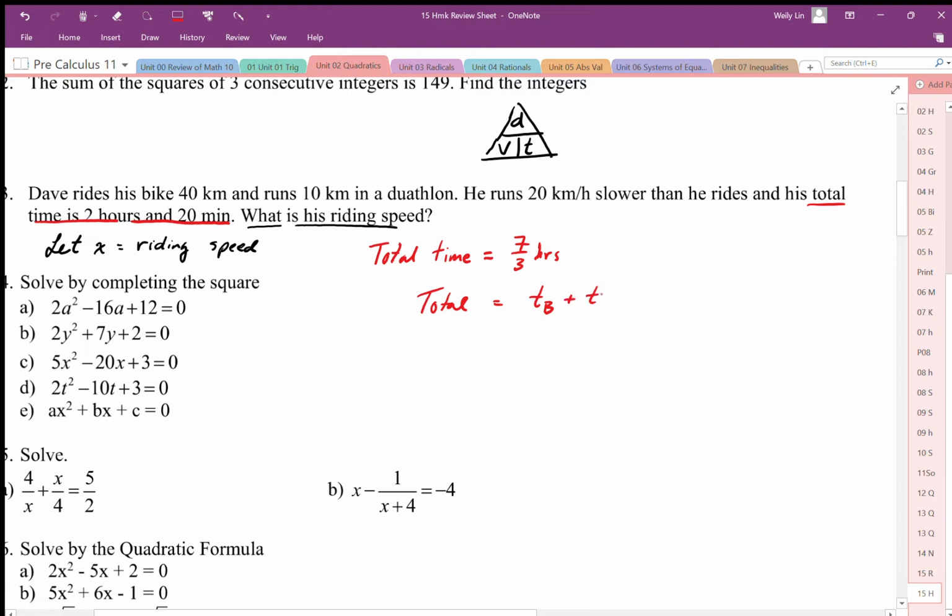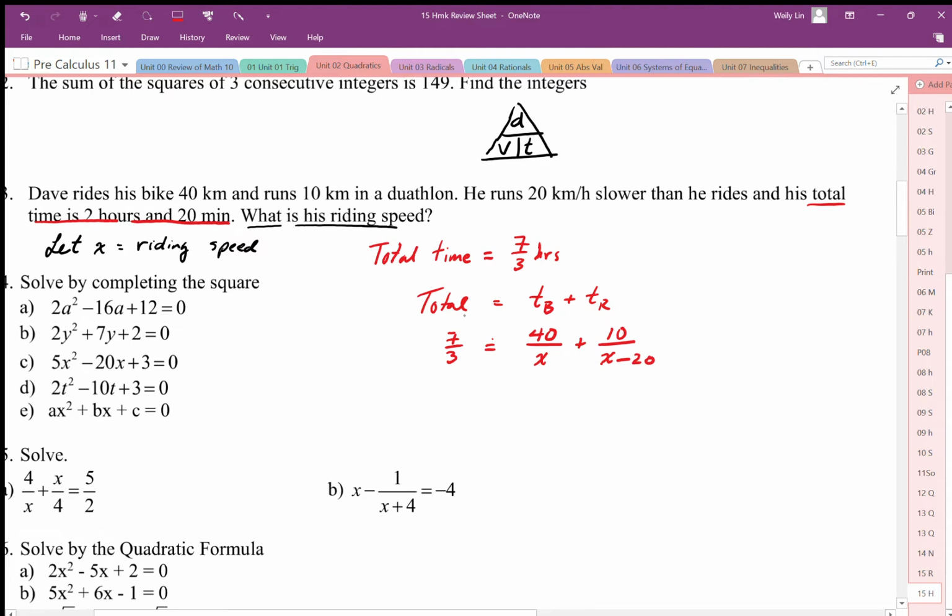plus time for run. And so my total time of 7/3 hours should be the distance on the bike, so that's 40 kilometers, over the velocity for bike. In this case, we've already established that that's our riding speed. So over x plus the distance for the run. The run distance is 10 kilometers. And then the speed for the run is 20 kilometers slower than the bike. So I'm going to use the bike speed as my benchmark, and then I'm going to slow it down by 20 kilometers per hour.